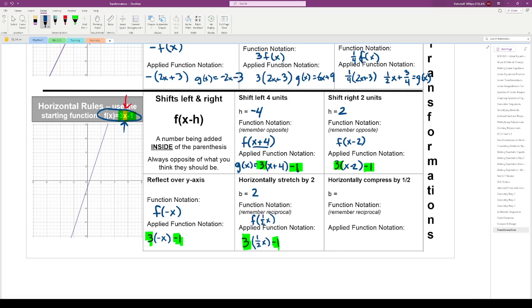And then finally, a horizontal compression, b is 1/2. But when we go to write our function rule, it's going to be f of the reciprocal of b, so f of 2x. That means we have 3 times 2x minus 1, which is 6x minus 1. So that fills in the notes, and the key thing to remember here is these weird backwards things that happen on horizontal.